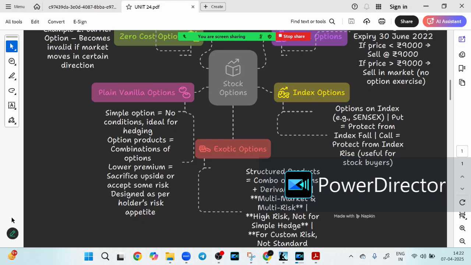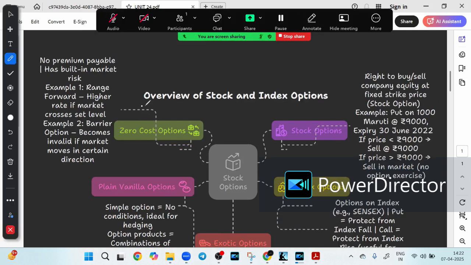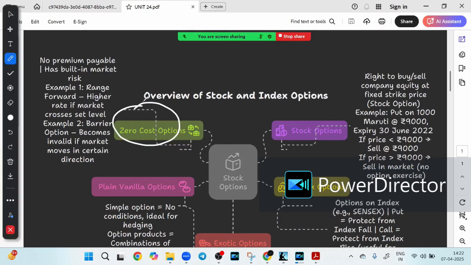You know what is an exotic option? See, these are designer options tailored to a complex strategy. So they combine options and they combine derivatives. The combo of option and derivative, right? And they create a custom financial product. There is multi-market exposure, there is multi-risk hedging. There is something called high risk. It's not there for basic hedging.